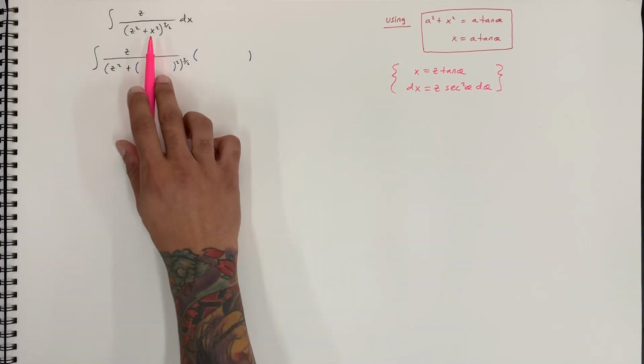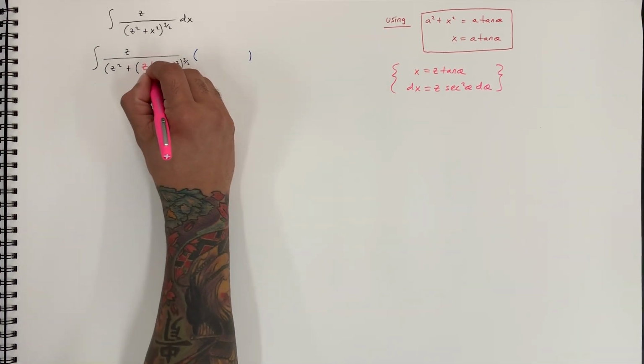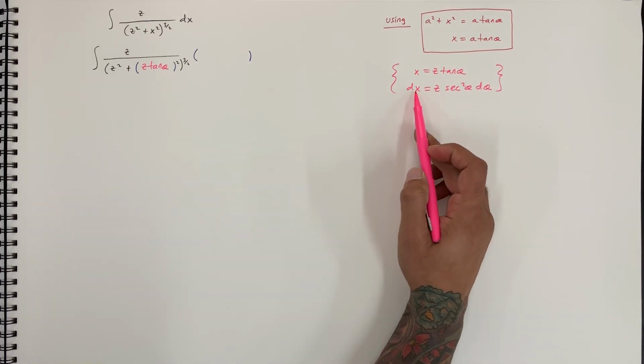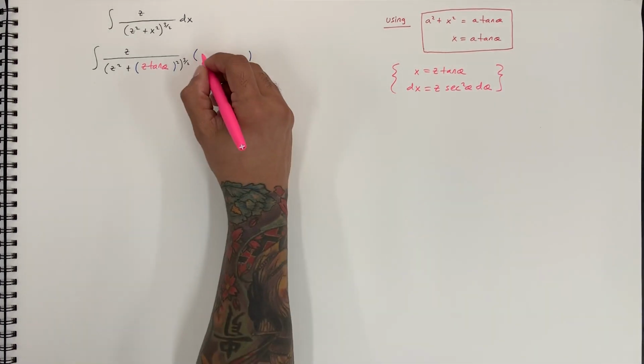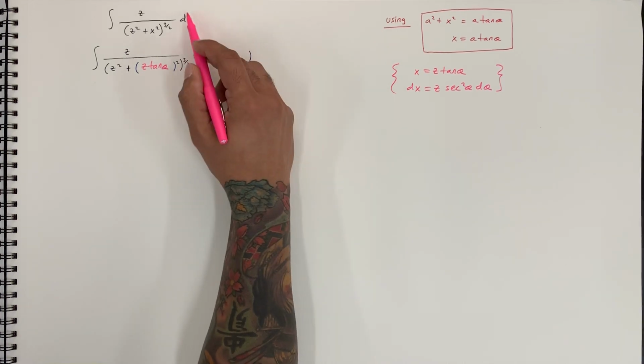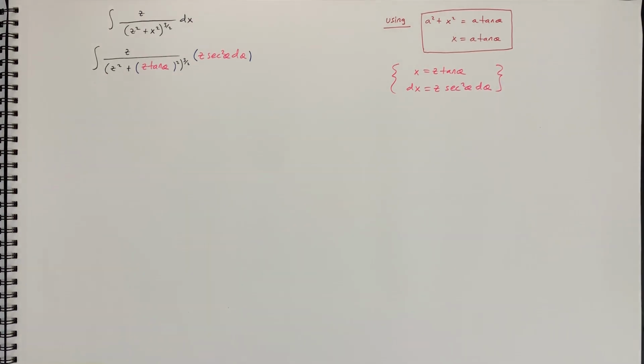So here for the value of x, let's put z tangent theta, and for the value of dx we're going to write this right here, and this goes right underneath the dx. So there, we have everything substituted, and now let's simplify it.